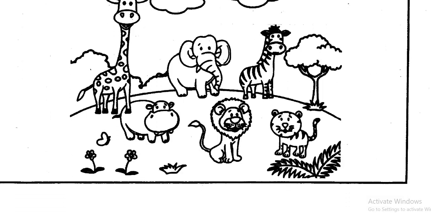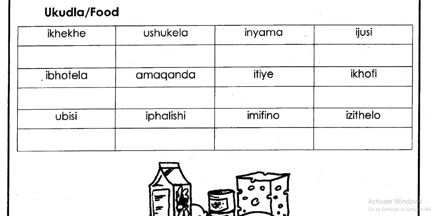Then the next one is ushukela, ukudla, food, in the same way. Like I said, don't help them. Let them write first the ones that they know, and you help after. The vowel again is the prefix of each and every noun given.